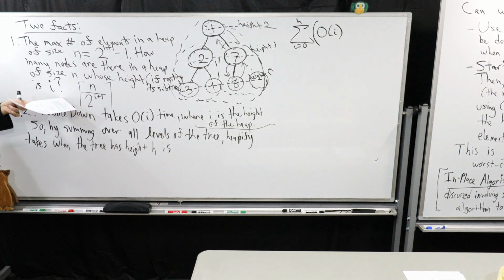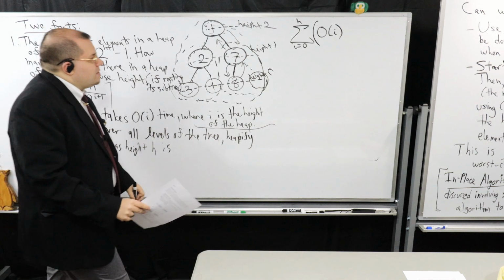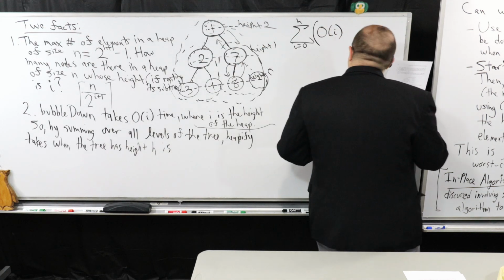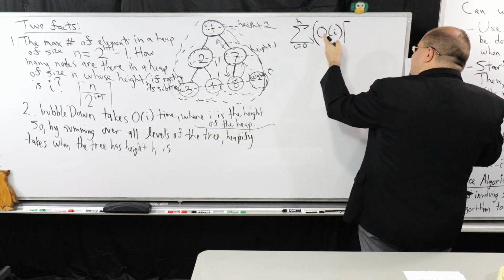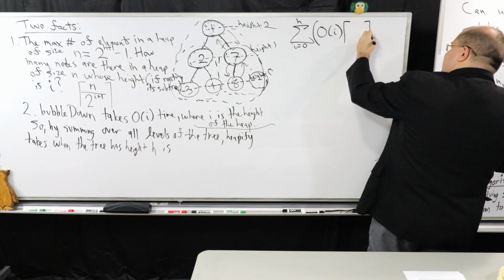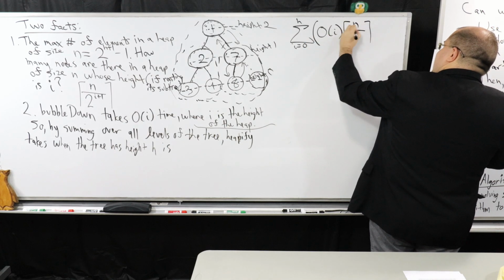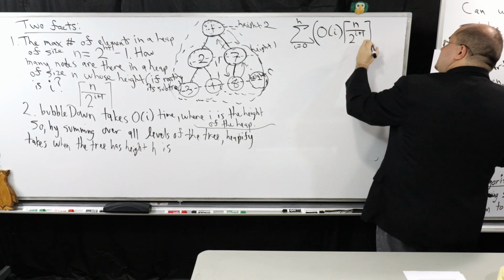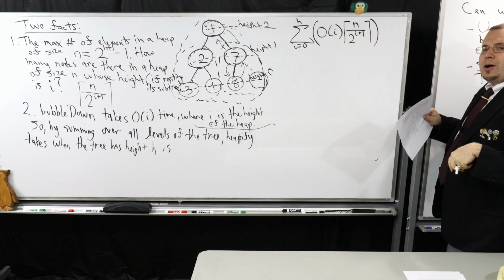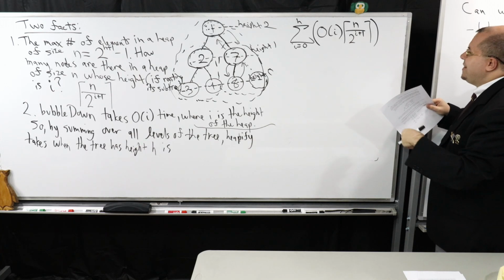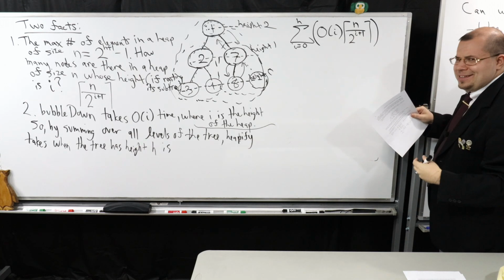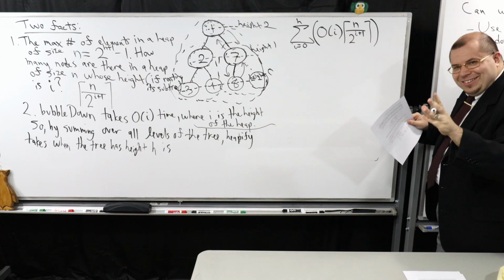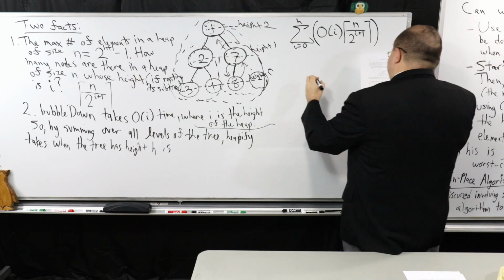It depends on fact 1, right? This is how many nodes there are at a given height. So I'm just going to plug that in. Each one I'm going to do bubble down at for a given i. So I have n over 2 to the power of i plus 1. That looks rather complicated, doesn't it? We haven't done anything where there's a big O hiding in there. Now watch this. This is the slick part about using this type of usage.